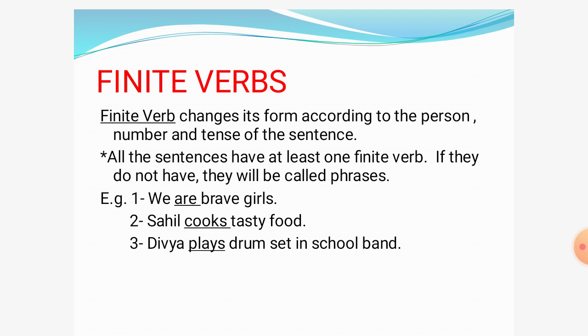In the next sentence, Sahil cooks tasty food. So, what is the action going on in the sentence? Cooking. So, what is the main verb? What is the finite verb in the sentence? Cooks. Now, come to the third example. Divya plays drum set in school band. So, what does Divya do? Divya plays drum set. So, what is the finite verb here? Plays.